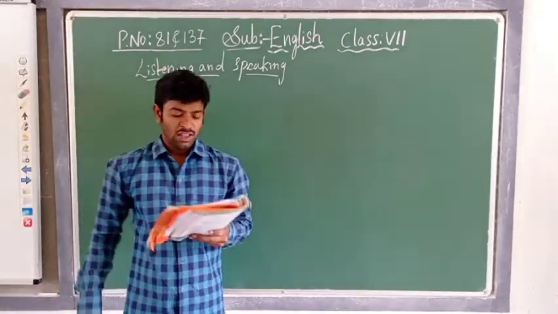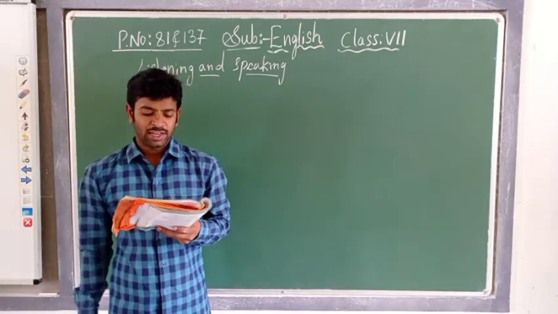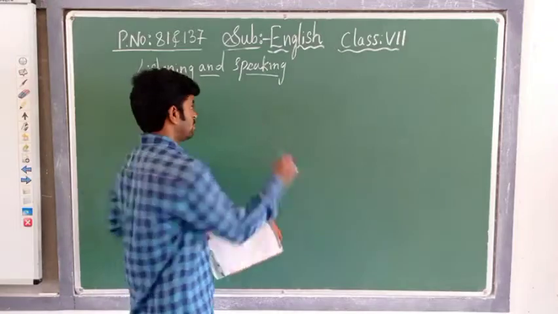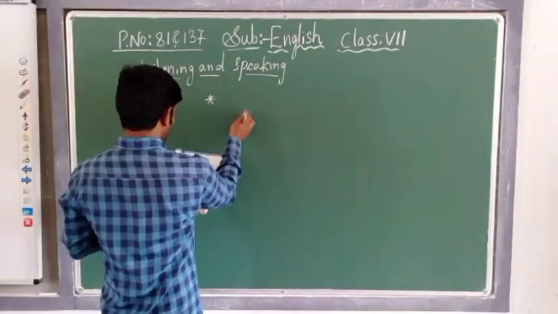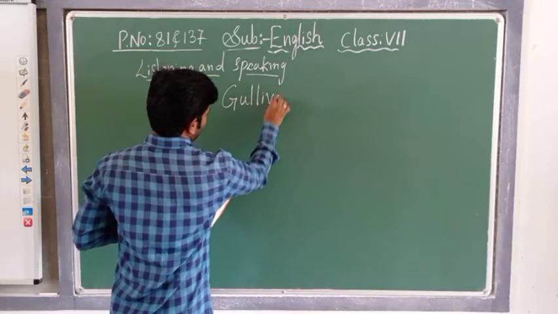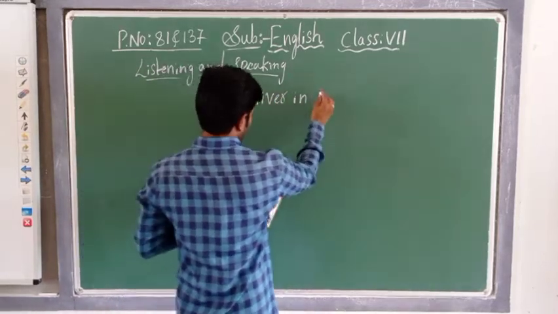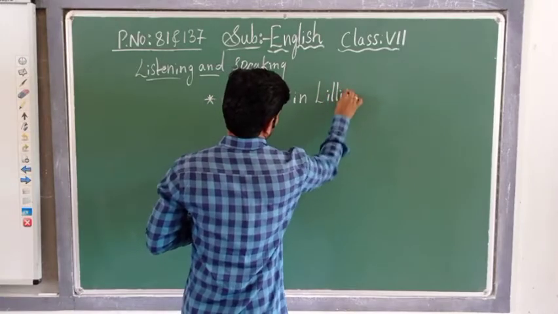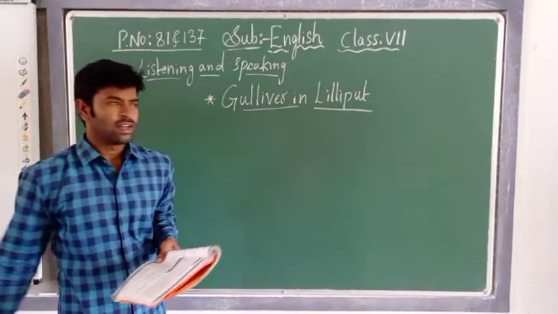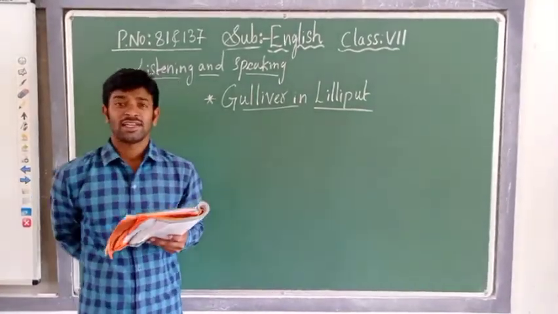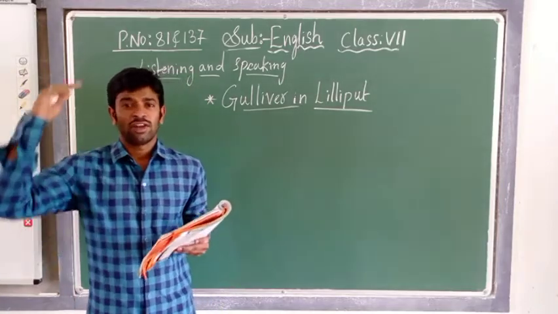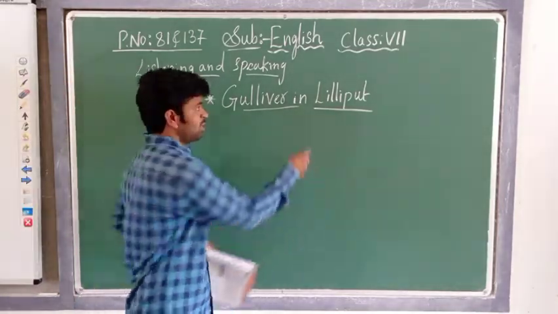The first bit, children, is that your teacher will read the story. What is the name of the story? Gulliver in Lilliput. See here. What is the name of the lesson, children? Gulliver in Lilliput. Who is the person here? Anybody can tell? He has very broad shoulders and is the tallest man compared to the Lilliputians.